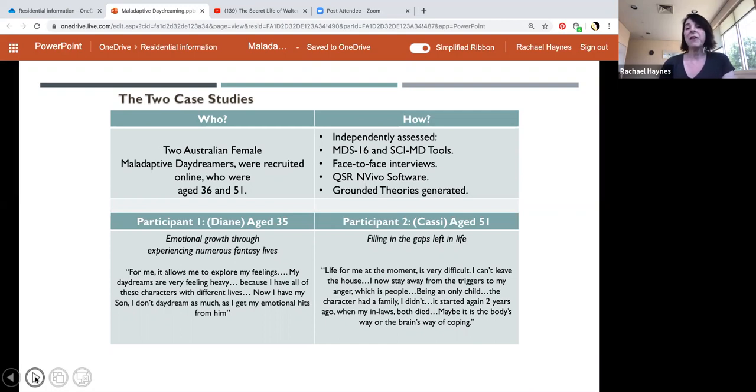Face-to-face interviews were carried out, and QSR NVivo software and paper coding was carried out until some tentative grounded theories began to be constructed with the participants. When I say constructed with the participants, they were given the chance to review the transcripts and were also involved in the coding stage with me feeding back the findings as I was going along as well.